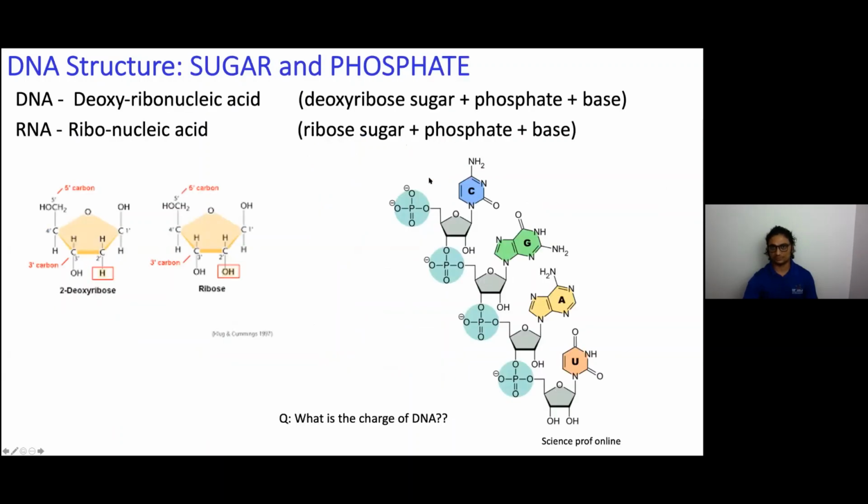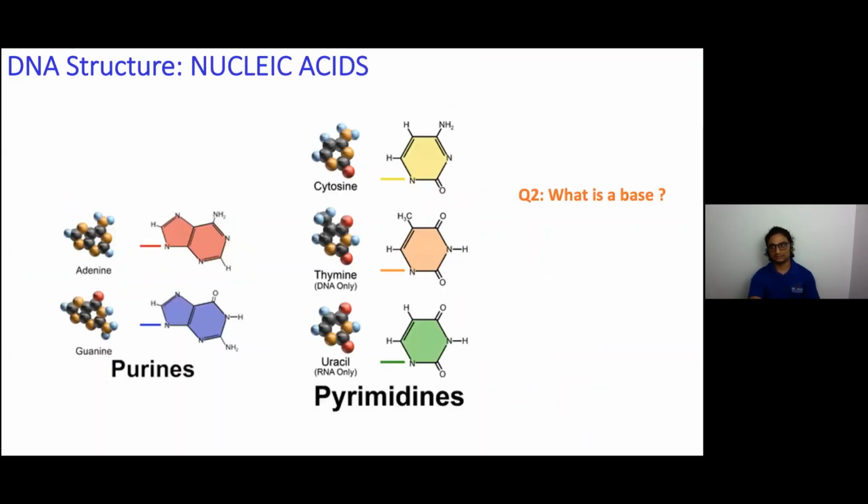And out of the 3 components, we have covered sugar and phosphate. And let's talk about the nucleic acid, that is the base. So there are 2 kinds of base. One is purine and the other is pyrimidine. Adenine and guanine are purine, while cytosine, thymine, and uracil are pyrimidine. And thymine is present only in DNA, but in RNA, the thymine is converted into uracil. When the transcription happens, the thymine is converted into uracil.